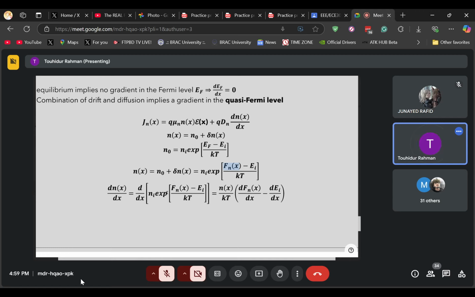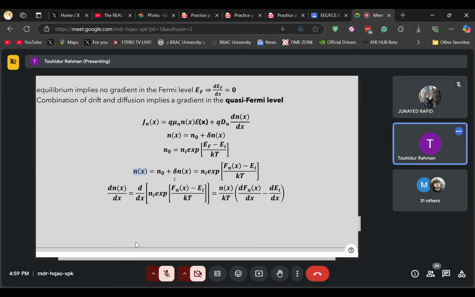quasi-Fermi level. Since the excess carrier is a function of x, the total number of free carriers will be a function of x. Because the Fermi level is related to carriers, and carriers are a function of x, that means the Fermi level, which we call the quasi-Fermi level, will also be a function of x. So that's the main concept.